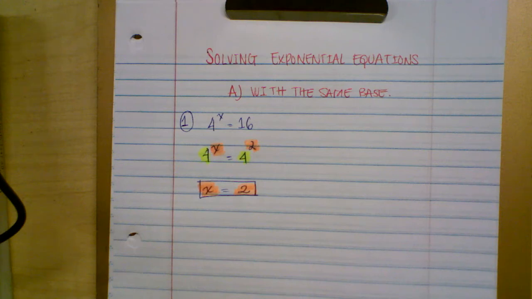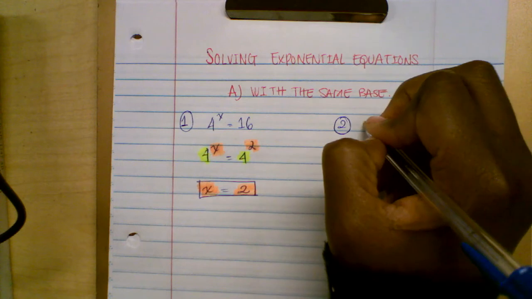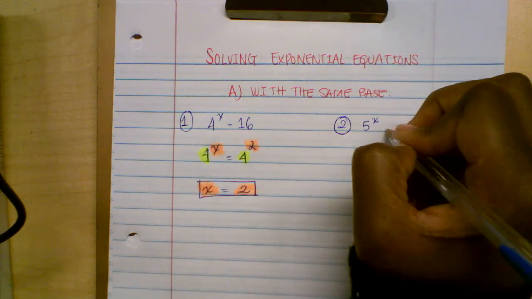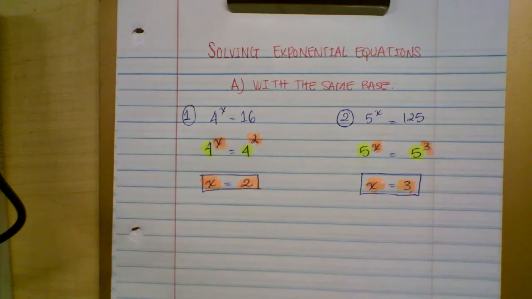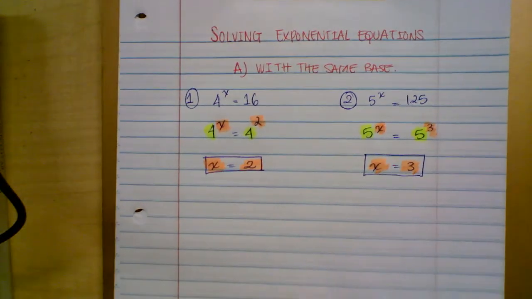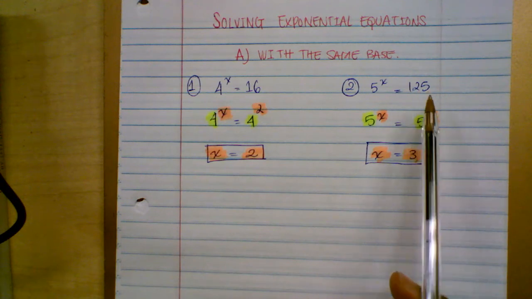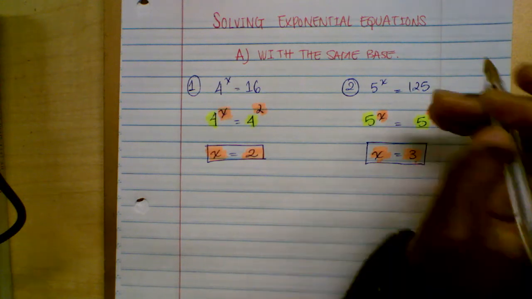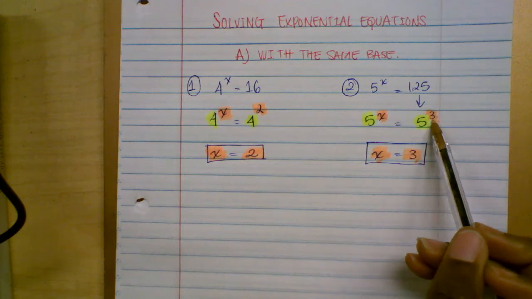Okay, let's try another one, number 2. You're given 5 to the x power equal to 125. Please pause the video and see if you can do this. The final answer is x equal to 3. I can rewrite 125 as a cube with the base of 5, which is 5 cubed.